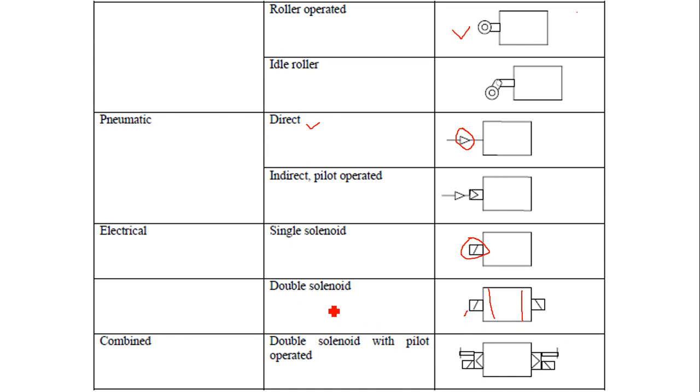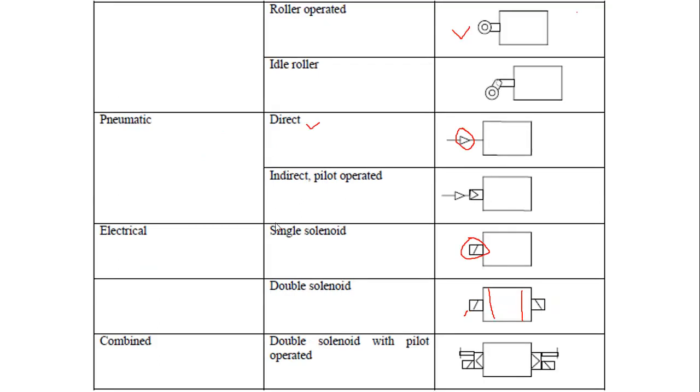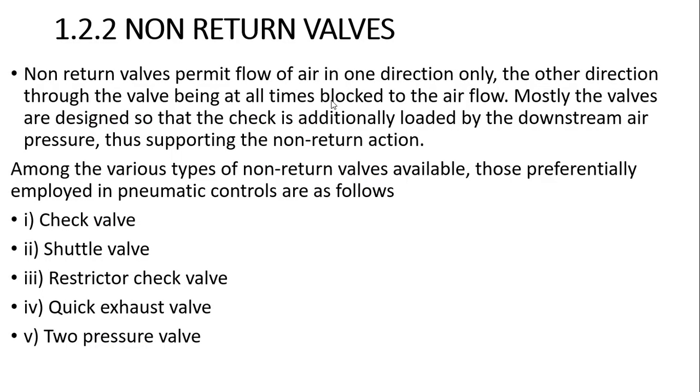So mostly we will be using direct pilot, roller operated, and push button. These three are mostly used. Okay, so just remember these three. So non-return valves. Understand till now?